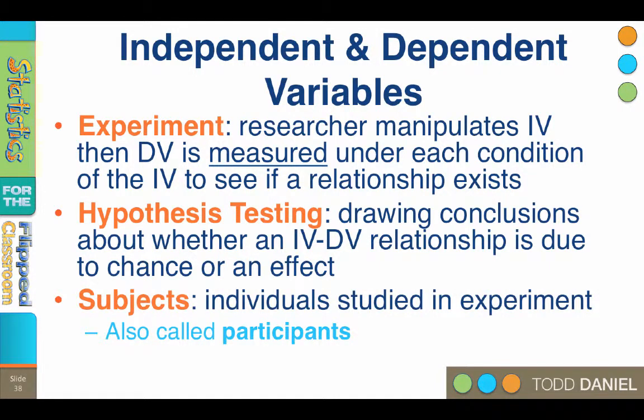Finally, the individuals being studied in the experiment are called subjects. Now, actually, that's the case if they are non-human subjects. If they are human beings, we call them participants. So if you are studying animals, then your participants are subjects. But if you're studying people, then your subjects are participants. Make sure that you keep that straight.